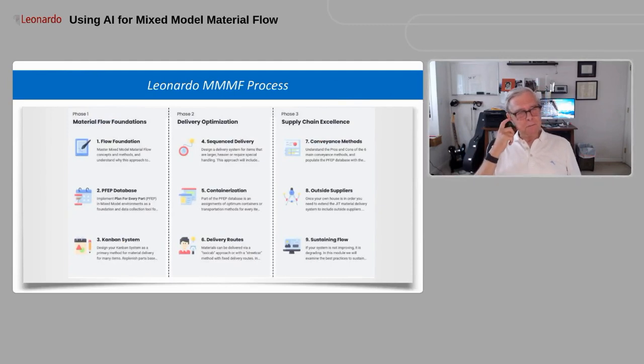Now, when we teach mixed model material flow, this is what we teach in the workshop that we present at Toyota. We've organized the content of the training into 9 phases. Now, we could have divided it into 12 or some other number, right? There's nothing magical about 9, other than 9 is a good enough number to get some good resolution on each phase. It makes sense, but it's not too many where you can't remember them and it's confusing. So we have 9 steps that I'm showing you here.